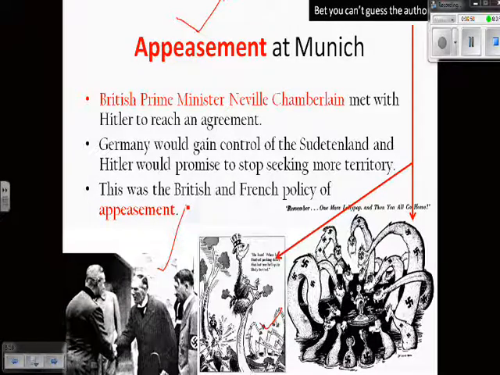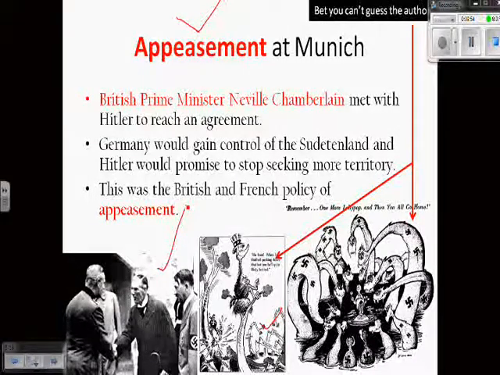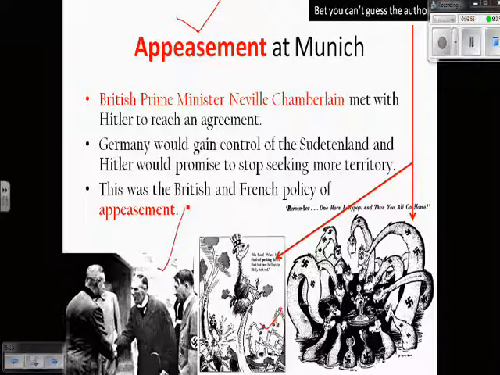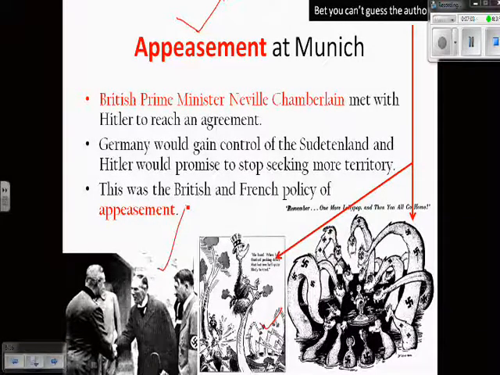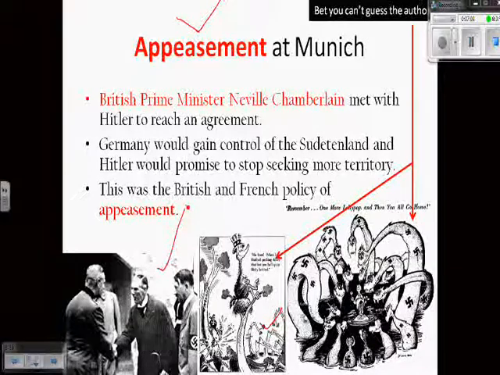What Neville Chamberlain wants to do is try to get Hitler to stop taking more land, because we wanted to avoid having to go into another world war. So the policy of appeasement is to give him what he wants now, but make that person promise not to take any more land.